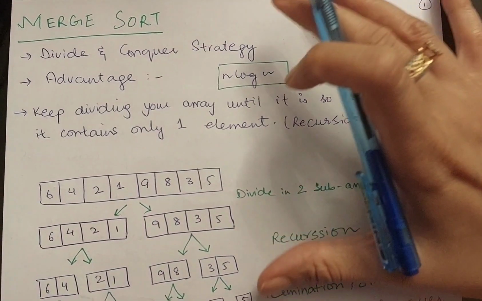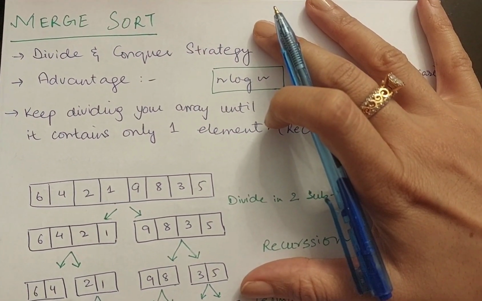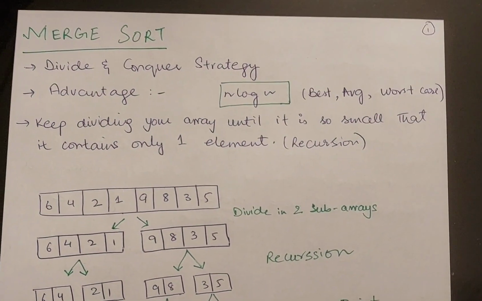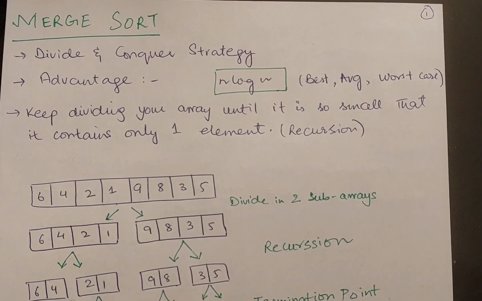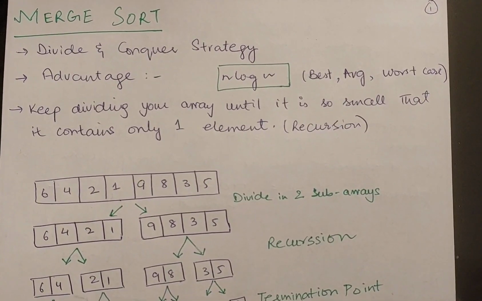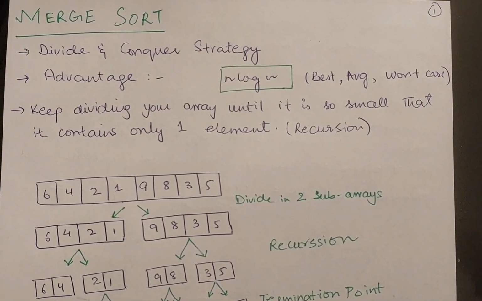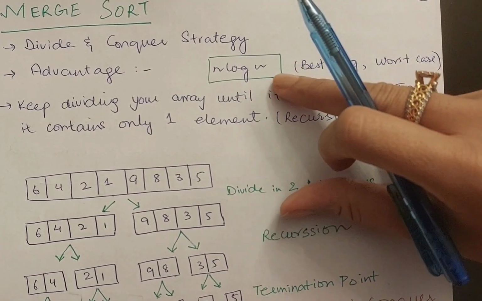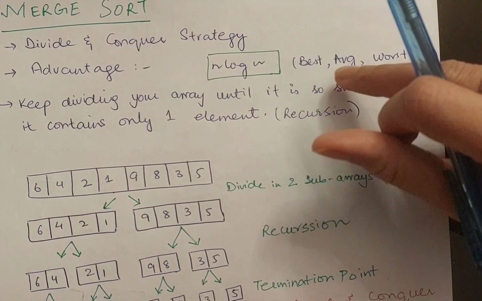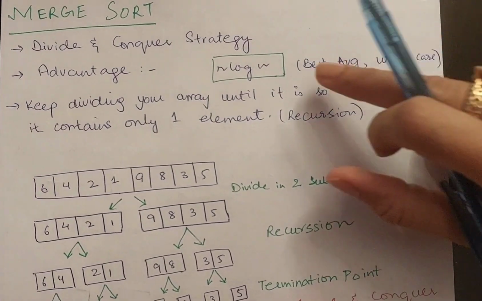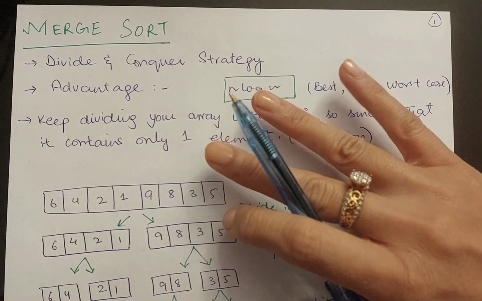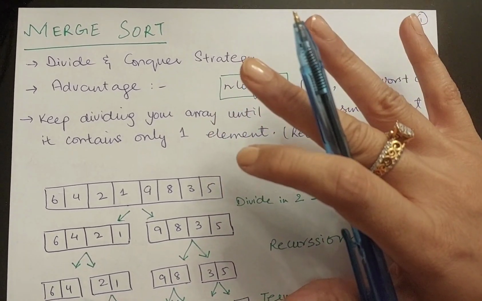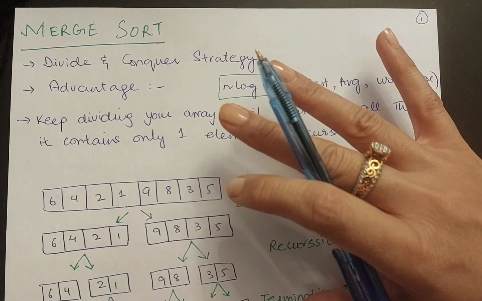The first thing we need to understand when we talk about the merge sort algorithm is that it is a divide and conquer strategy. It is a very powerful strategy. Merge sort is a very popular sorting algorithm because it has an n log n time complexity. Whether it is the best case, average case, or worst case, in all three cases it gives you n log n time complexity, unlike n square complexity, which is quite a big time complexity.